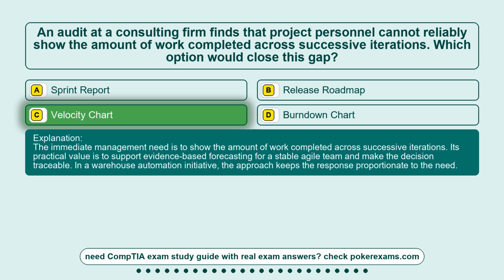The immediate management need is to show the amount of work completed across successive iterations. Its practical value is to support evidence-based forecasting for a stable Agile team and make the decision traceable. In a warehouse automation initiative, the approach keeps the response proportionate to the need.